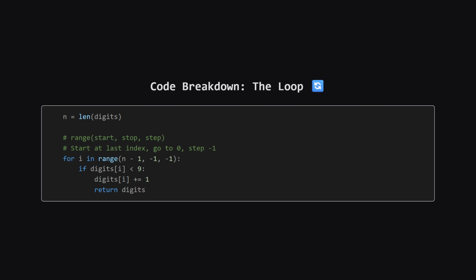The range function here is configured to start at the last index, which is n-1, and go down to 0, moving backwards one step at a time. Inside the loop, we check the current digit. If it is strictly less than 9, we strike gold. We simply increment that digit by 1 and return the list immediately. We don't need to look at any other digits because there is no carryover.